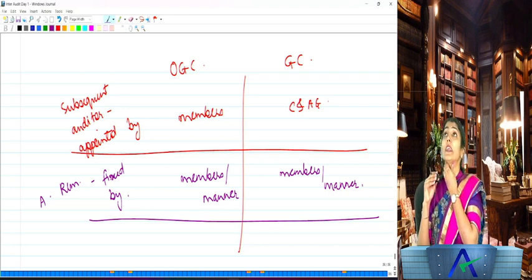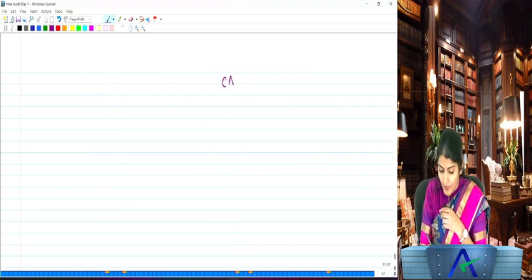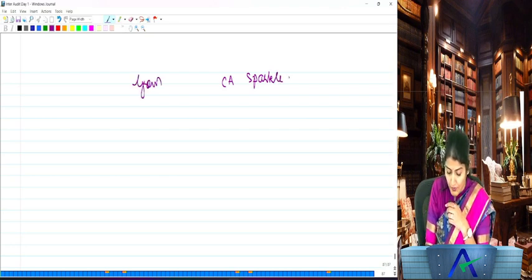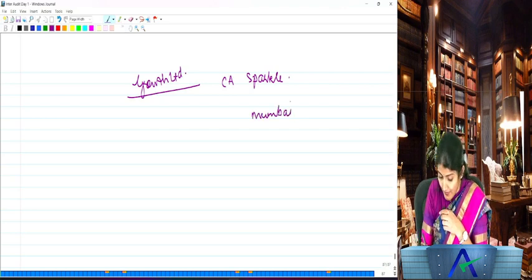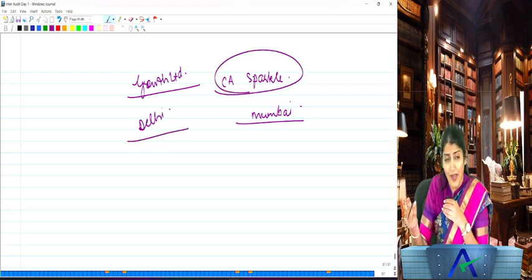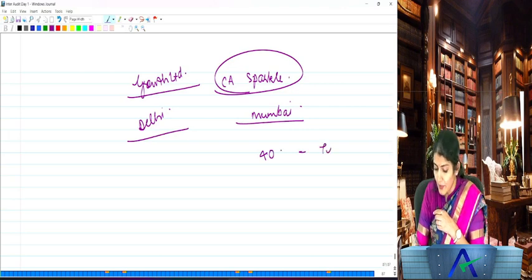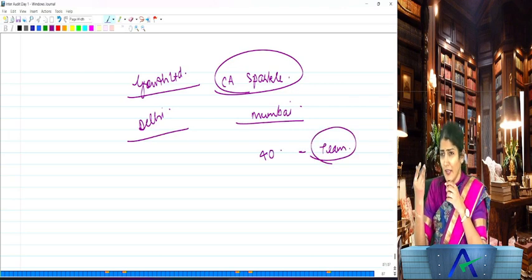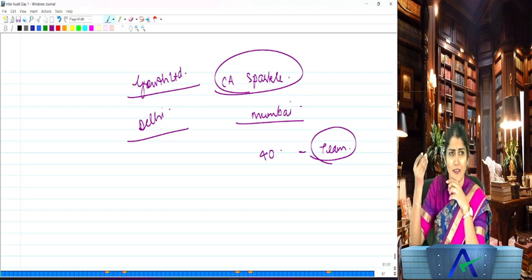So now when you are appointed as an auditor of a company, right? Say you are CA Sparkle and you have been appointed to do the audit of the Growth Limited. Okay, and now CA Sparkle has their office in Mumbai, and say this Growth Limited is in Delhi. Say there are 40 people in your engagement team: 7, 8 chartered accountants, 15, 17 articles, qualified, and partners and all of them.